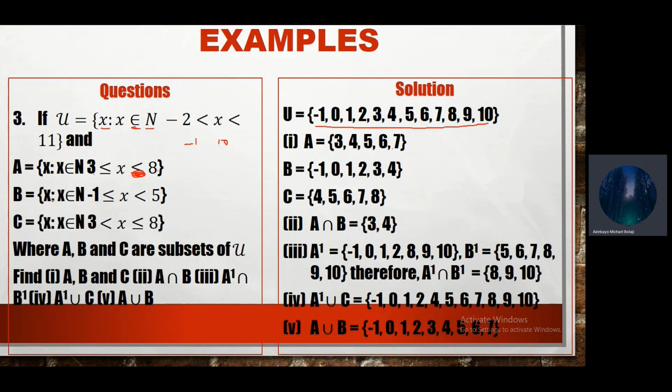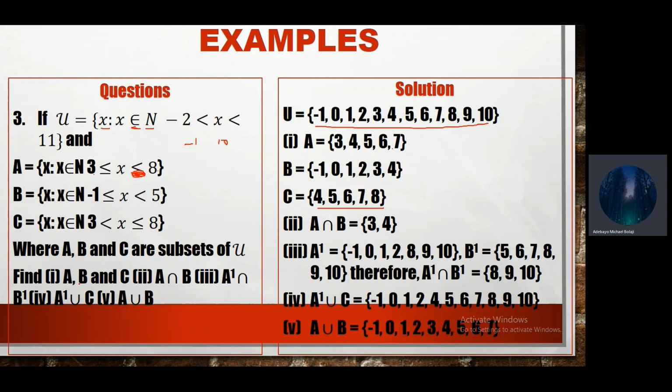Okay, let's continue. So B has values from -1 to 5, right? So we have -1, 0, 1, 2, 3, 4. It's not stopping at 5 because there is no equal to here. Now C has values from 3, but there's no equal to, so we start from 4. X has values from 4 to 8. So we have 4, 5, 6, 7, 8 as the values of our C. Is that okay?